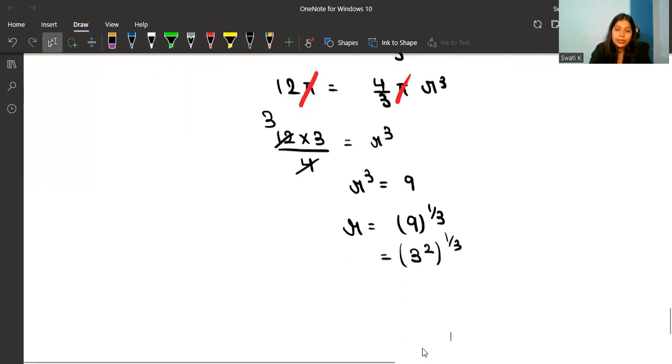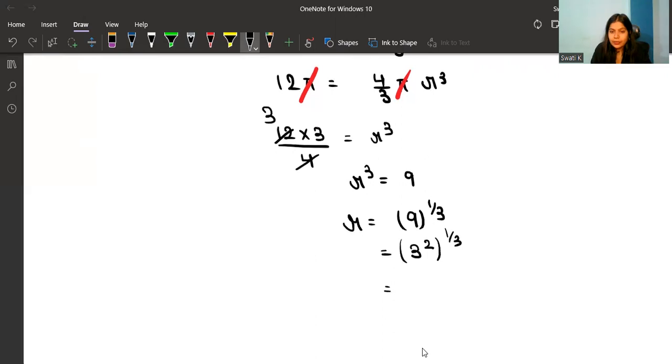Now here I can do one more thing. I can write down this as 3. You know that, using the formula of the law of exponent, if you have a raised to m raised to n, that will be equal to a raised to m into n. So this will become 3 raised to 2 by 3, right? So I'm getting 3 raised to 2 by 3.